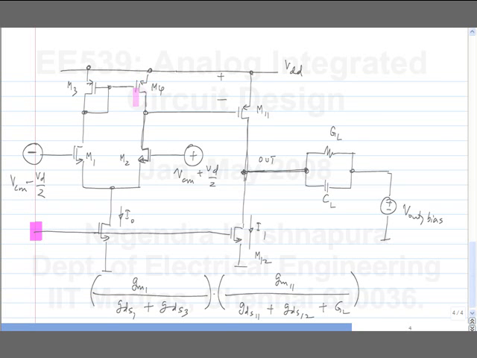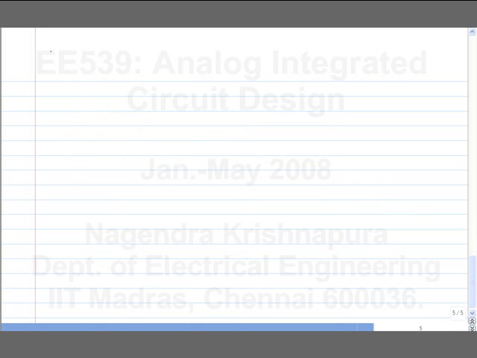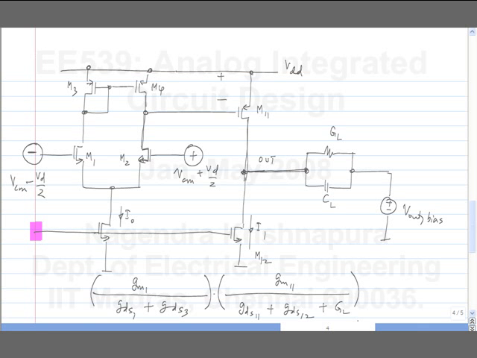And what happens here because of the second stage? We'll have one more pole because of GL, GDS11, GDS12 and CL. Okay? We'll have pole set. What is the load capacitance of the first stage? CGS11 and also capacitance of M2 and M4. Okay.